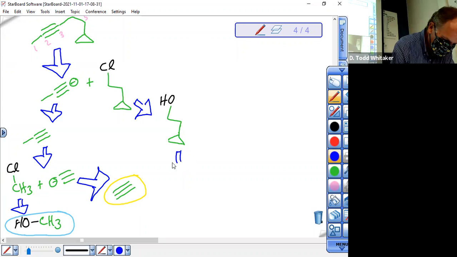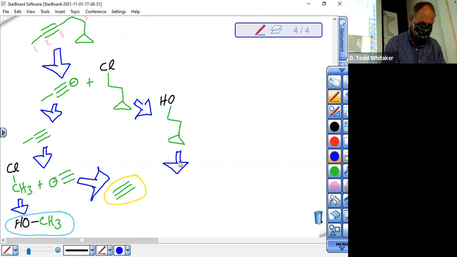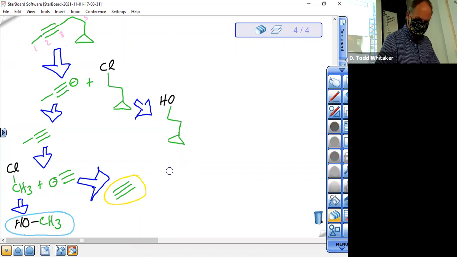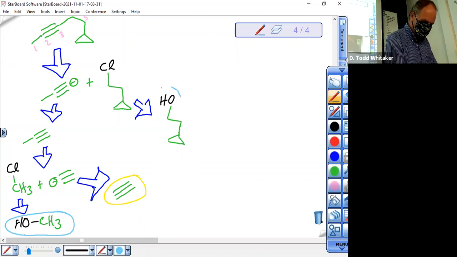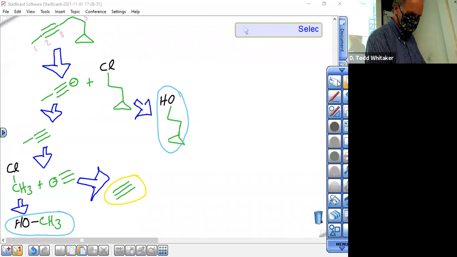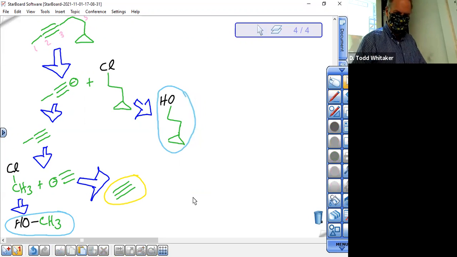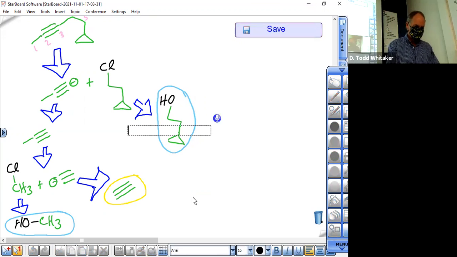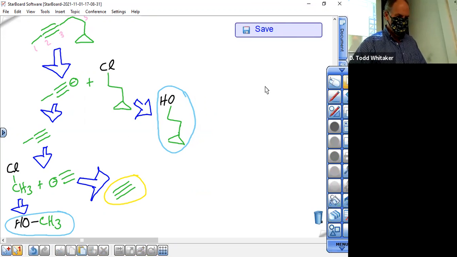Oh, wait, that is done. What am I saying? Yes. That's an alcohol with 5 carbons. Heavens. This got done faster than I thought it was. There we go. We circled all the carbons that are in our target.